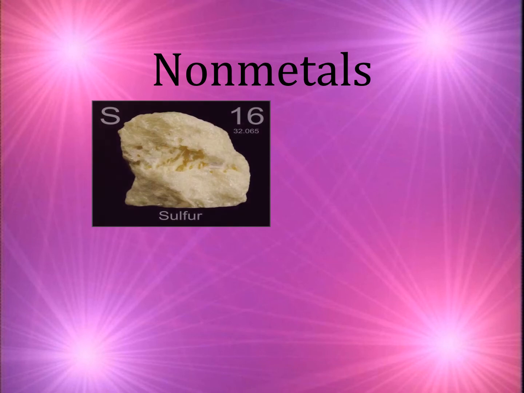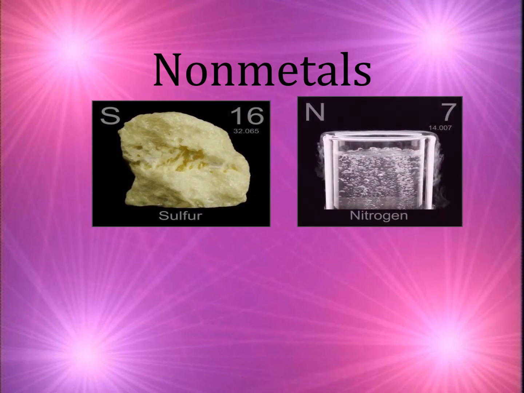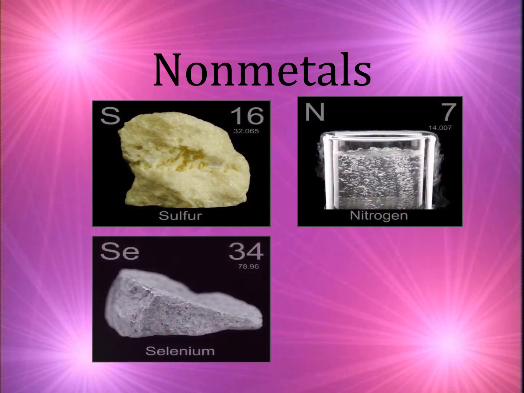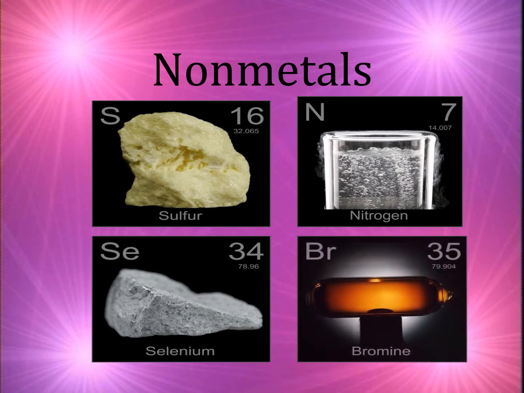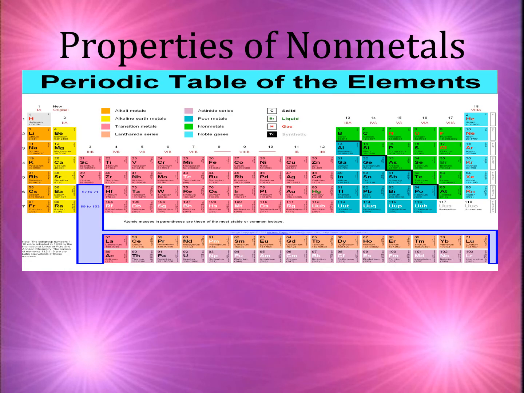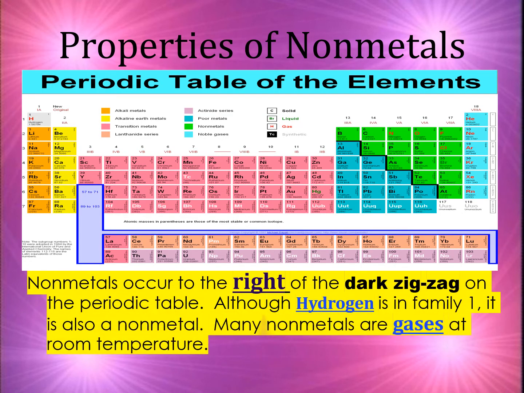Let's move now to nonmetals. Examples of nonmetals: sulfur, nitrogen, selenium, bromine. Properties of nonmetals. Nonmetals occur to the right of the dark zigzag on the periodic table. Although hydrogen is in family 1, it is also a nonmetal. Many nonmetals are gases at room temperature.